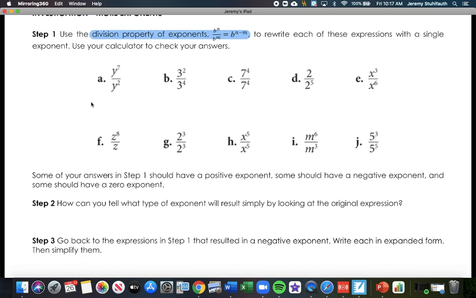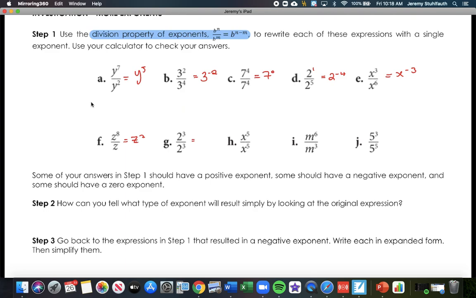So we're going to write each of these expressions in that form. We have y to the 7th divided by y squared. That gives you y to the 5th. 3 squared divided by 3 to the 4th, you'd have 2 minus 4, which would be 3 to the negative 2nd. 7 to the 4th divided by 7 to the 4th. You subtract the exponents, you get 7 to the 0 power. 2 to the 1st divided by 2 to the 5th would give you 2 to the negative 4th. X to the 3rd divided by x to the 6th, you have 3 minus 6, so that would give you x to the negative 3rd power. Z to the 8th divided by z to the 1st would be z to the 7th power.